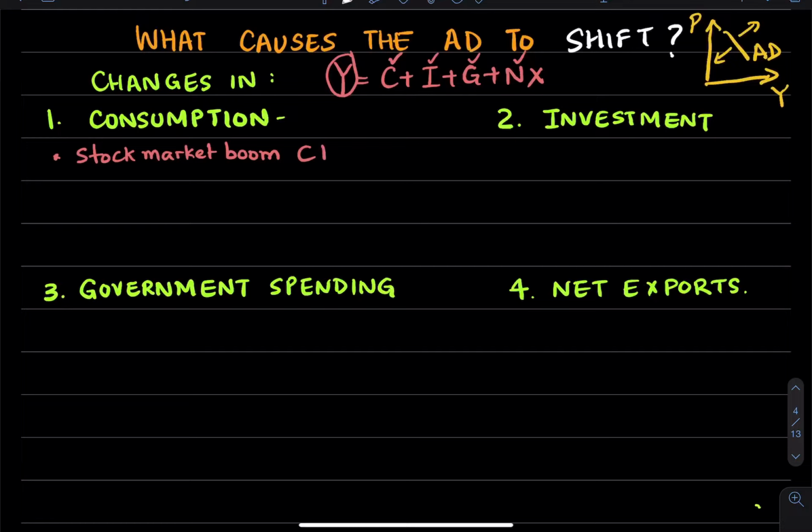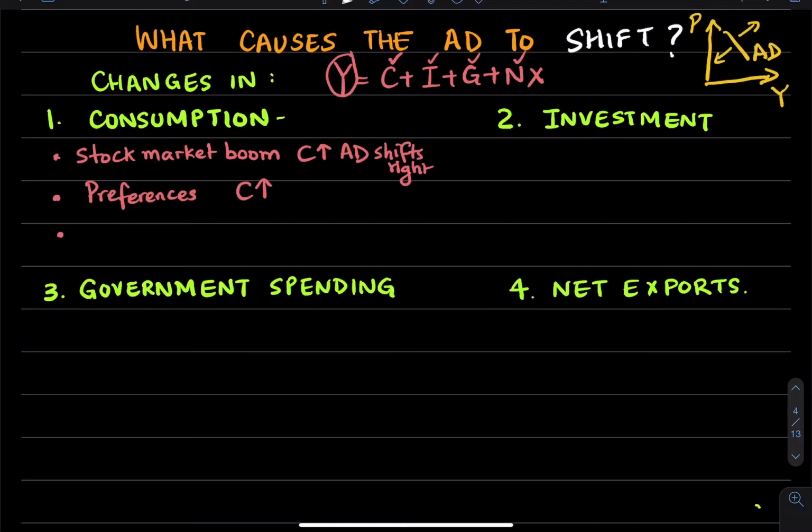This would increase consumption. People would feel wealthier, and they would spend more, and so aggregate demand curve would shift to the right. Okay. Similarly, you could have a scenario where there could be some kind of preferences that lead to consumers spending more. And so if consumption rises because people prefer to spend more, again, aggregate demand shifts to the right.